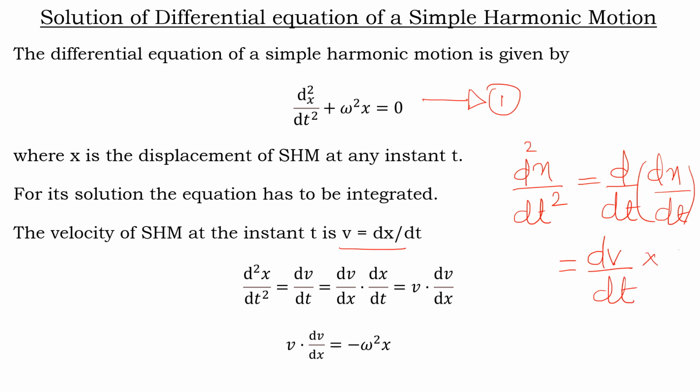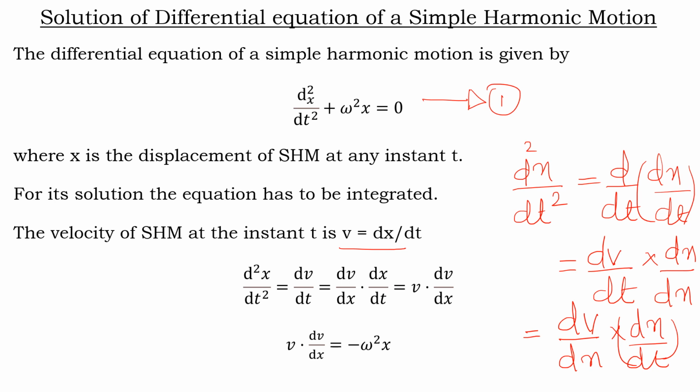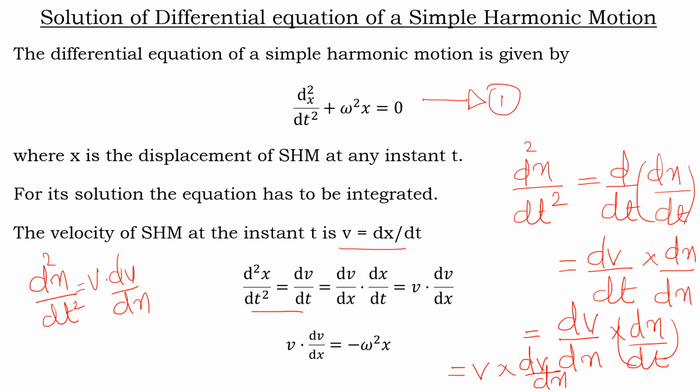Then multiplying and dividing by dx and rearranging, we get dv by dx into dx by dt. Again, dx by dt is equal to v. Therefore, the equation will be v into dv by dx. That is, d square x by dt square is equal to dv by dt, which is dv by dx into dx by dt, equal to v into dv by dx. Therefore, in equation 1, d square x by dt square can be represented as v into dv by dx.